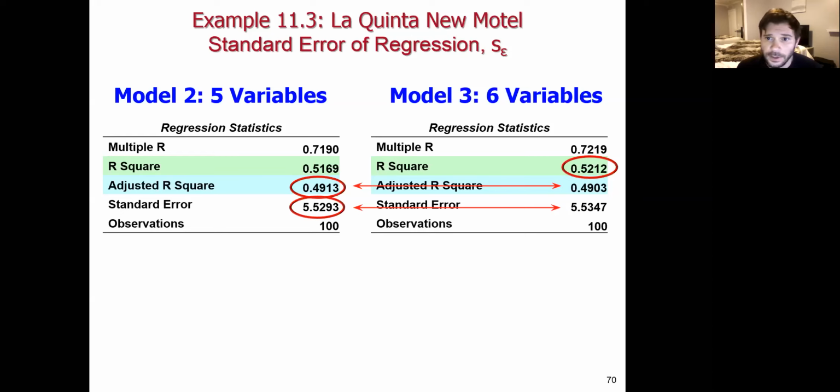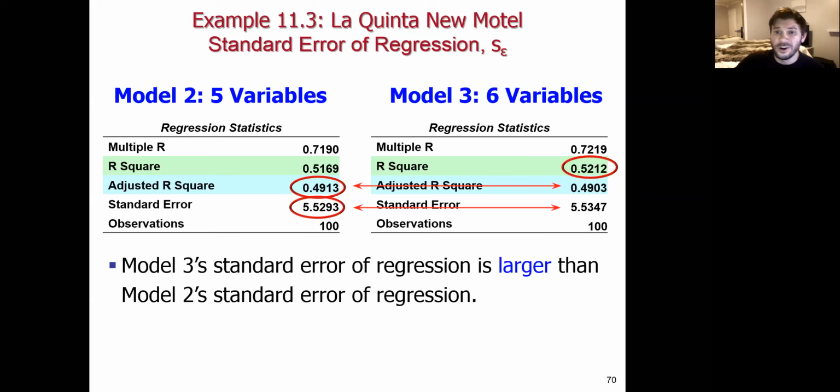The adjusted R-squared from model 2 to model 3 goes down, so that means that extra variable we added in model 3 was no good. And our residuals, on average, our prediction error is lower in model 2 compared to model 3. So model 3's standard error of the regression is larger than model 2's, and again, that might tell us model 2 is maybe the better model here.